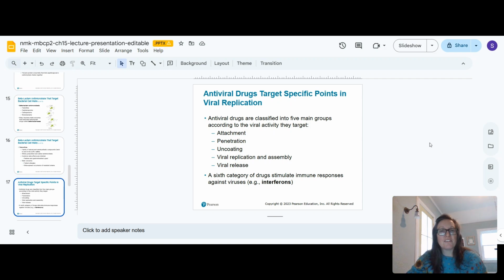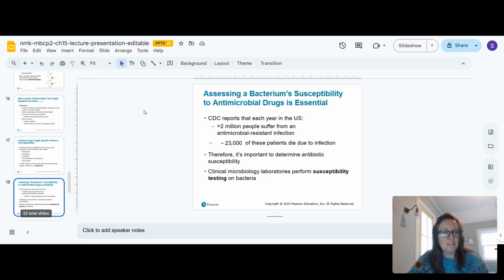Antiviral drugs are classified into groups according to the viral activity they target. So looking at antivirals for just a moment, these will target attachment, penetration, and uncoating. They can get in the way of viral replication and assembly, and get in the way of viral release.